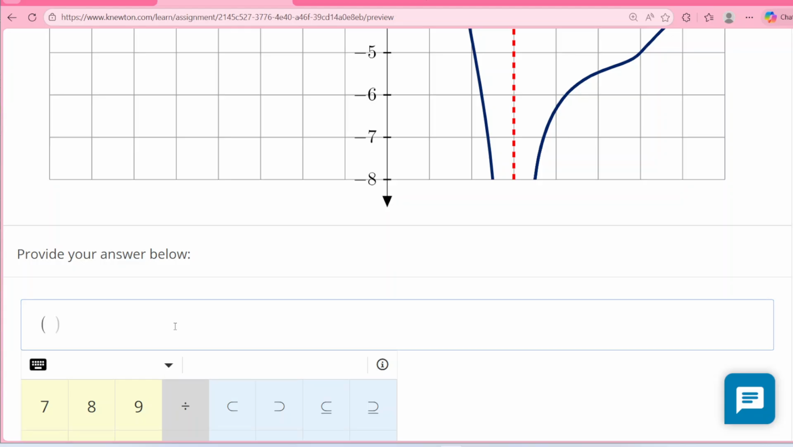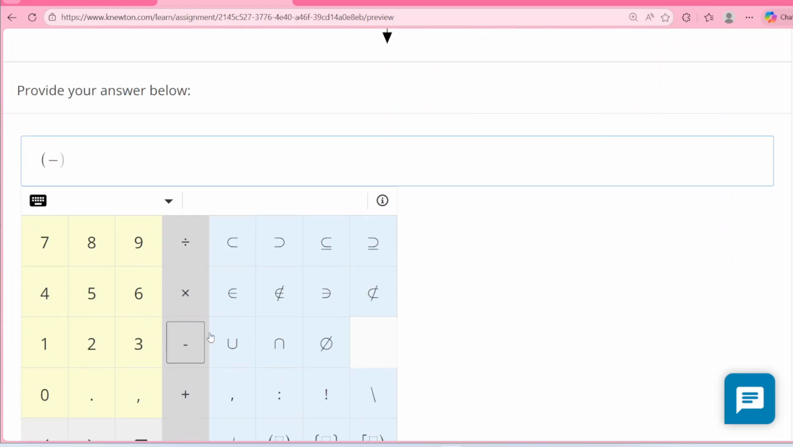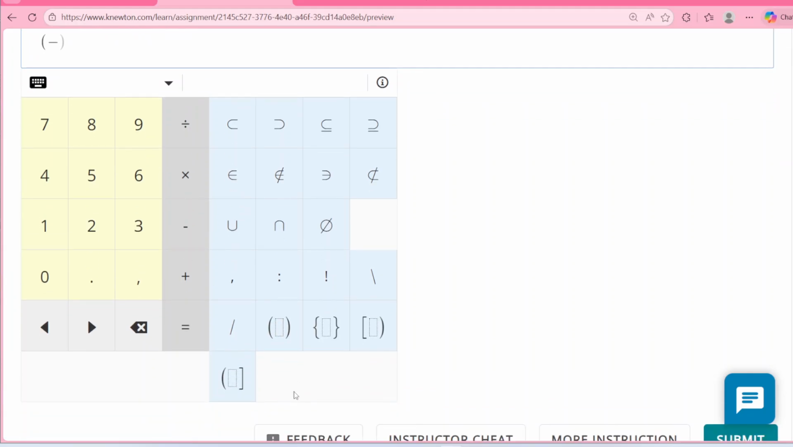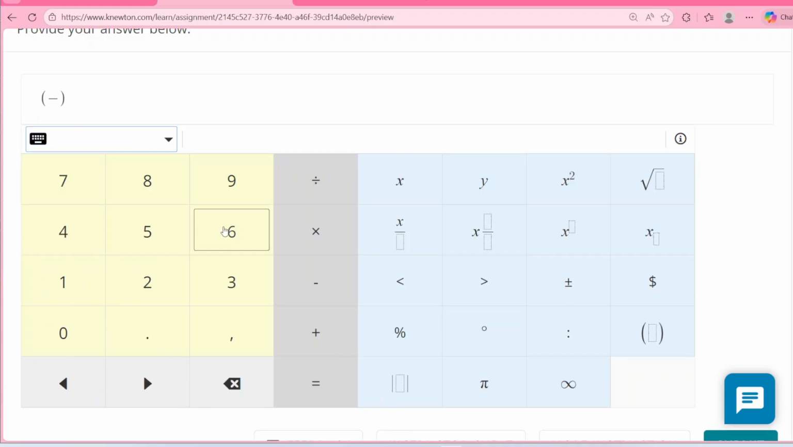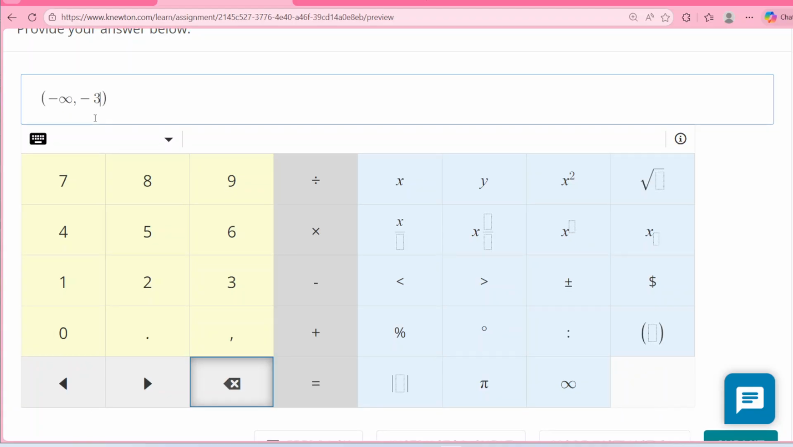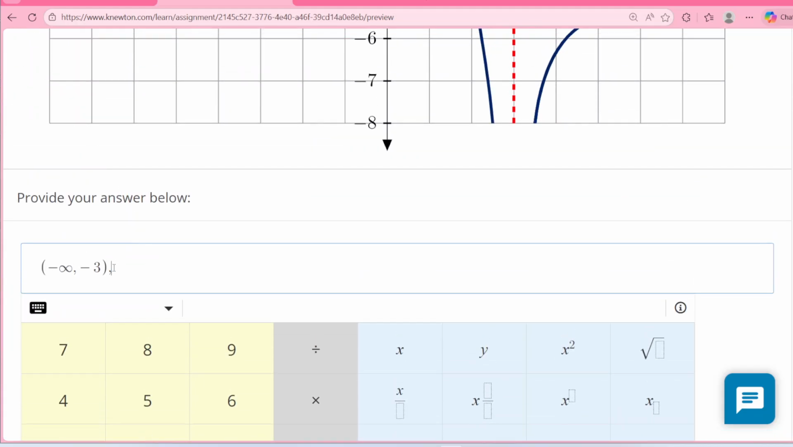So that's the first interval I'm going to put. Parentheses, negative infinity. Now if they don't have the infinity symbol, you've got to change the menu. I think basic has it, yeah. So from negative infinity up to negative 3, but not including negative 3, so parentheses on the negative 3. Now instead of the union symbol, they asked you to separate the intervals with a comma, so I'm putting a comma next.